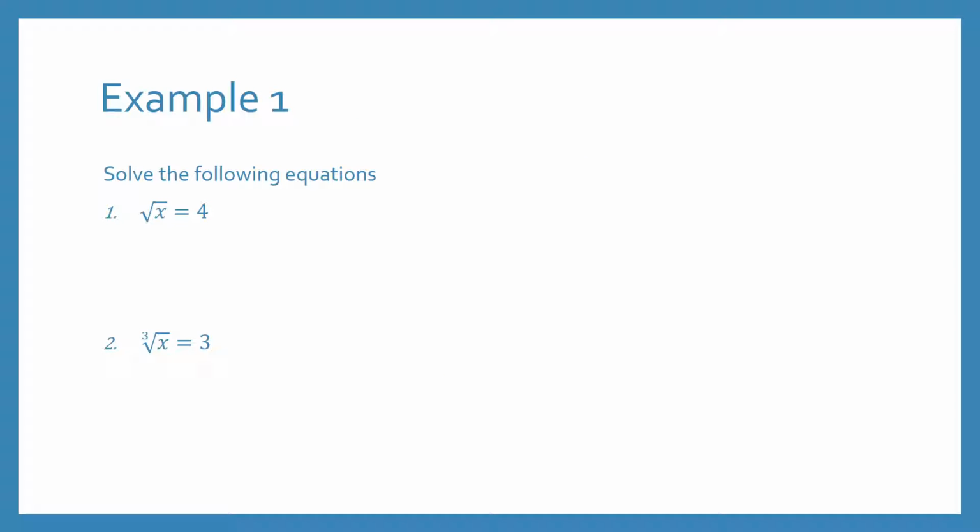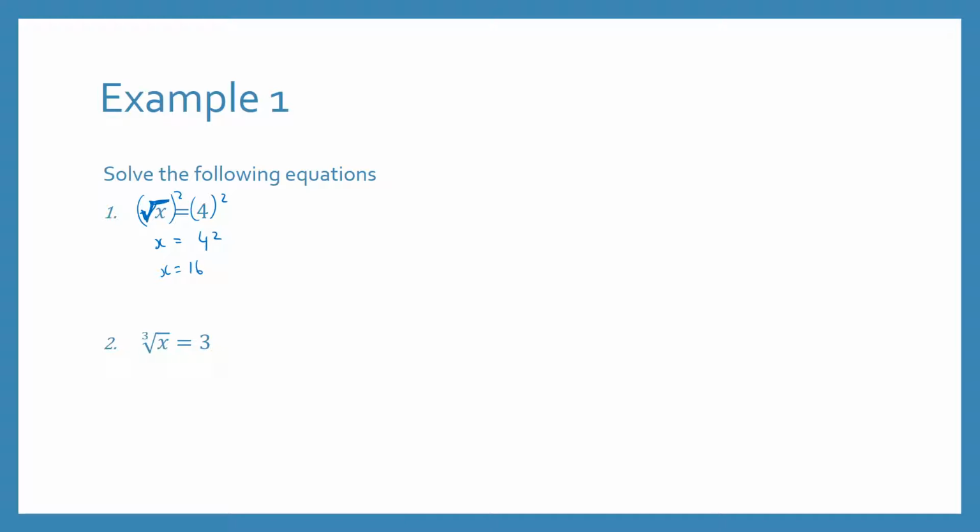So we've gone to our examples. The first one you've seen before. If we have this square root, we want to get rid of it. So we're going to do the opposite operation, which is squaring. We're going to do that to both sides. That gives us x equals 4 squared, so x is 16.